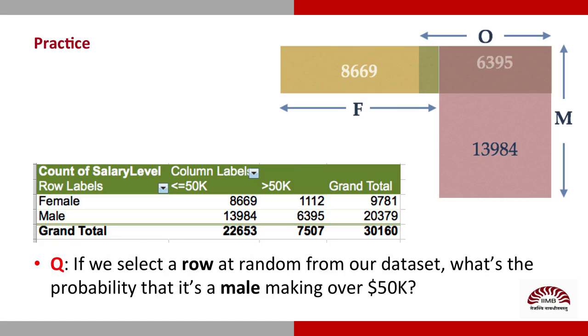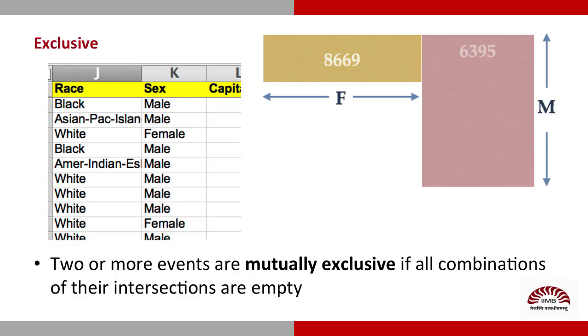Now, why don't you get some practice with this? Compute the joint probability P(M intersection O). Can you? An intersection of events may well be empty. Look at our data set where males and females occupy separate rows. Such events are called mutually exclusive events. Lisa, give me another example. How about those who make over $50,000 and those who don't?